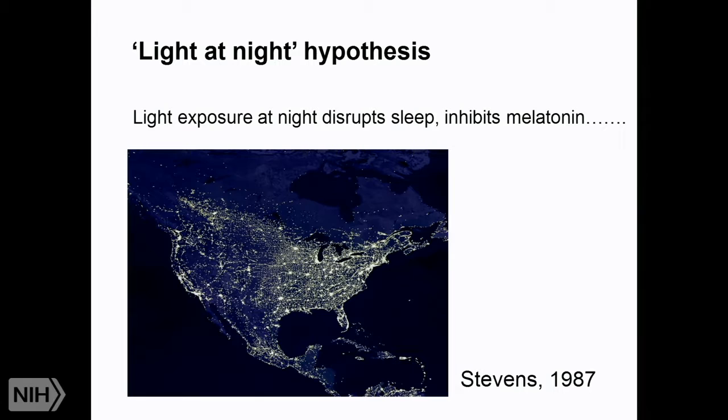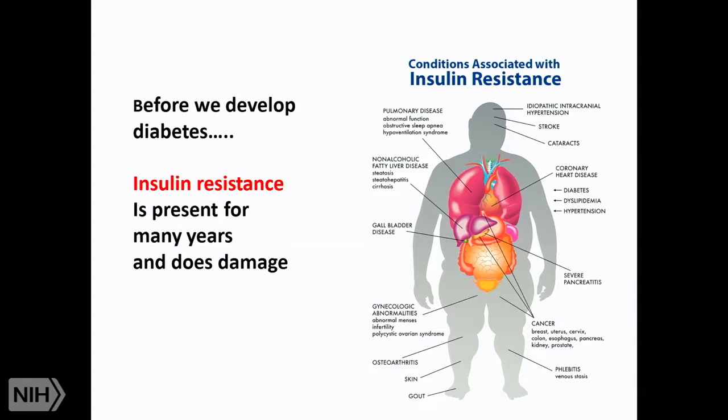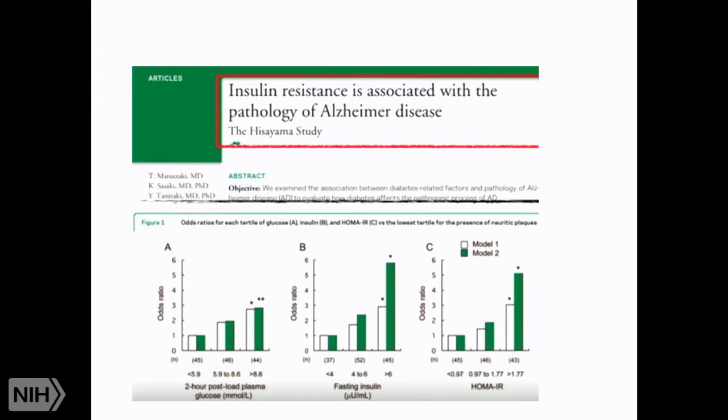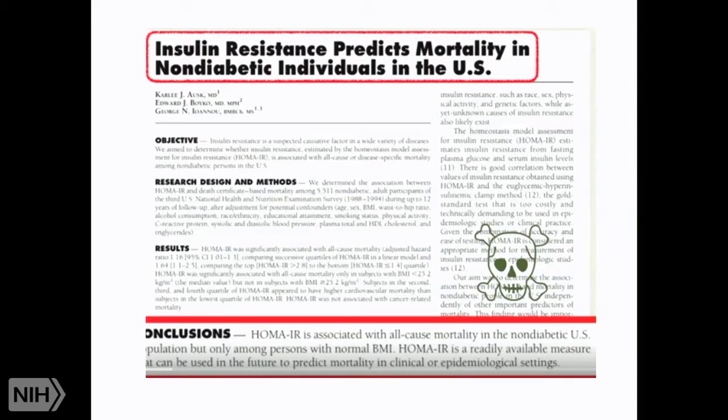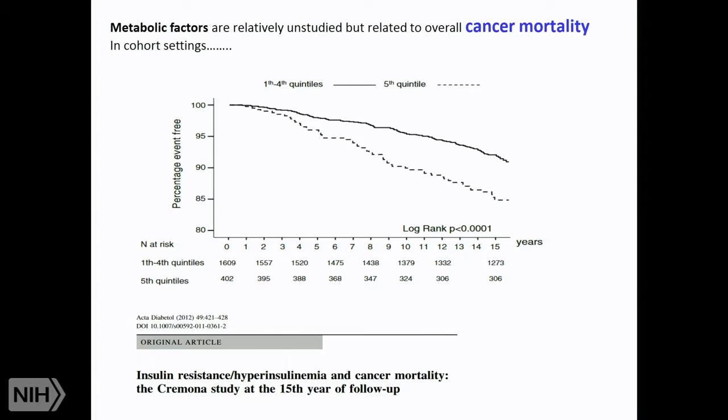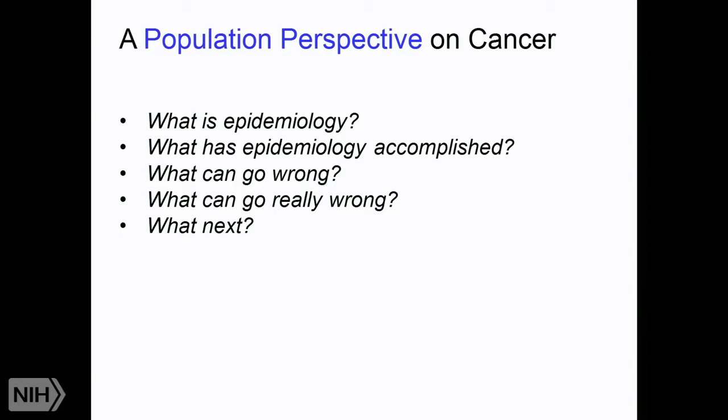The light at night hypothesis is a fascinating one. I don't have time to go into it, but there is some evidence that light pollution at night and less exposure to light during the day disrupts our circadian rhythm, and the first effect of disrupted circadian rhythm is weight gain. So before we develop diabetes, we develop insulin resistance for many decades. And insulin resistance is associated with a variety of bad endpoints like Alzheimer's, overall mortality, and cancer mortality. So this is an area of current research right now. Okay, that's all I can say about that.